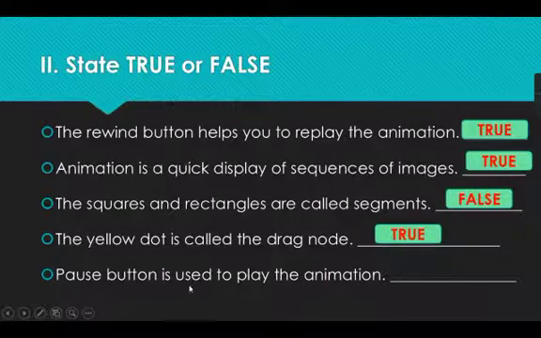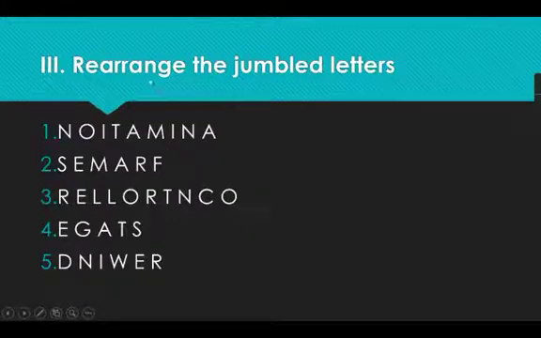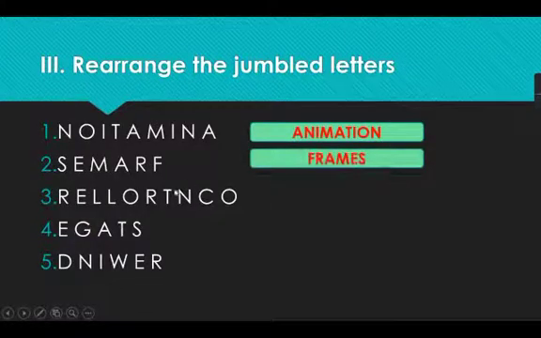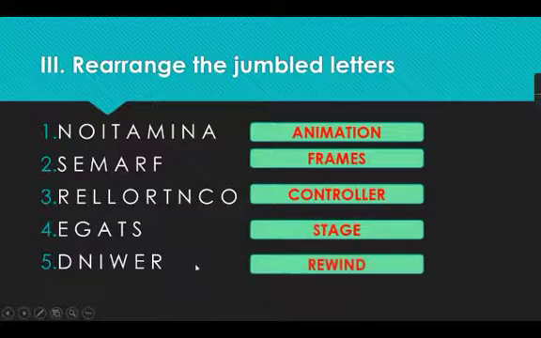True. Pause button is used to play the animation. False. The lines and circles are called segments, but here it is given the squares and rectangles are called segments, so false. Rearrange the jumbled letters. Can you guess what it is? Animation. Second one, frames. Next one, controller. Stage. Rewind.